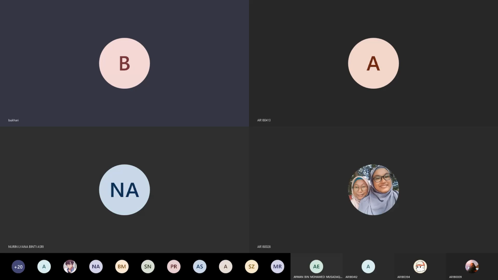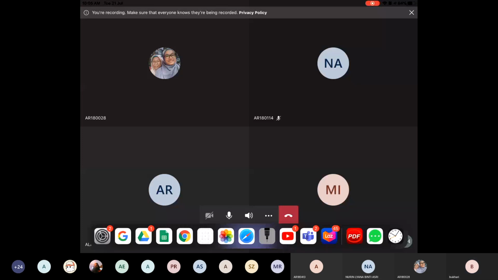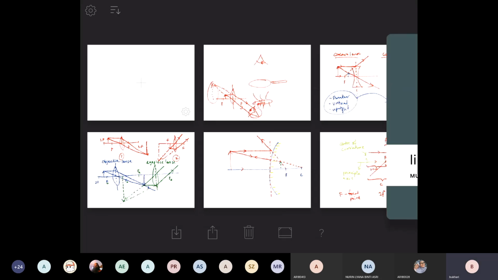Okay, I'm going on with the next one. Can you see my screen now? Not yet. Okay, wait for a while. It takes some time to show my screen. Can you see my screen? Not yet. When you can see, please let me know. Yes. Okay, you can see.